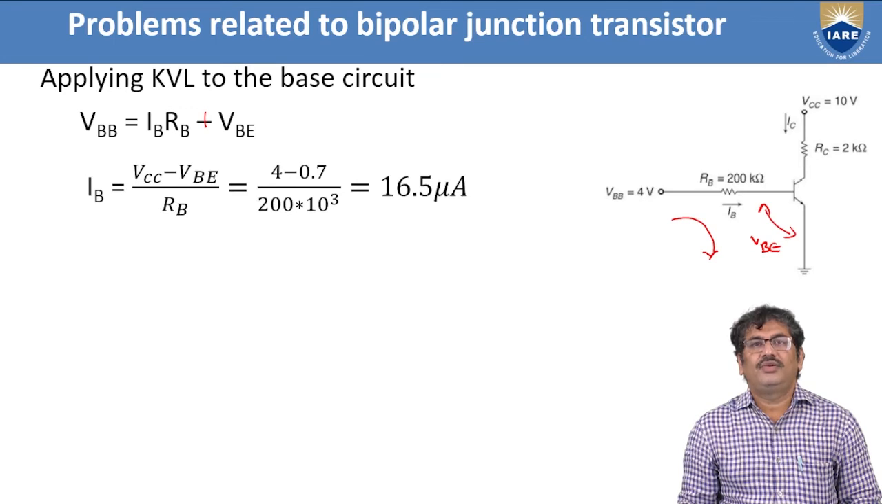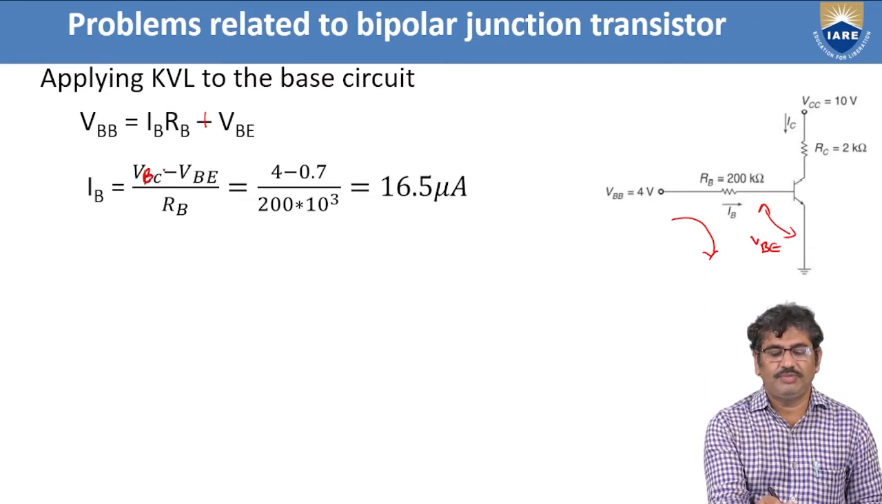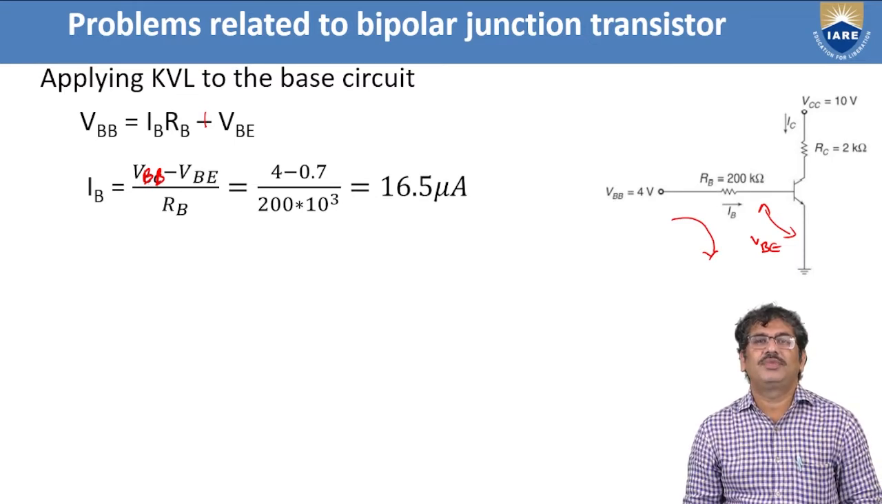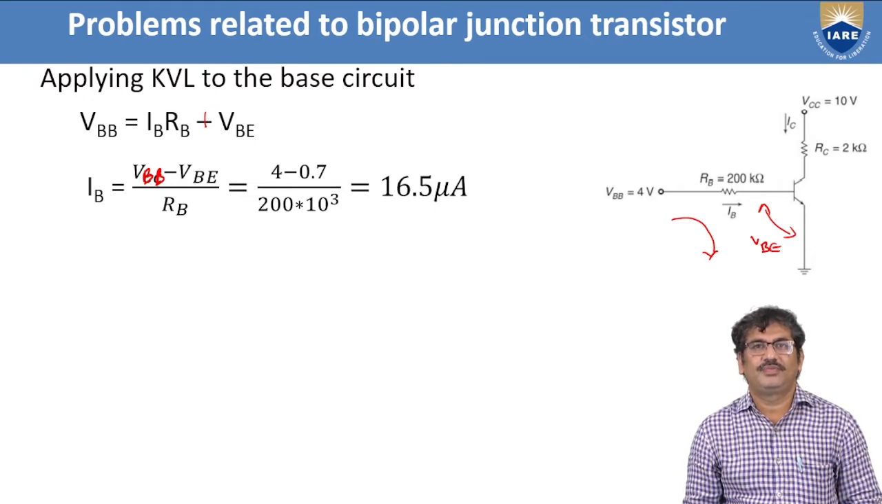From that, we can find out the base current IB as VCC minus VBE divided by RB. This is not VCC, VBB. The IB is given as VBB minus VBE divided by RB. VBB is 4 volts, VBE is 0.7 volts, RB is 200 kilo ohms, that is 200 into 10 power 3. By evaluating this, we will get the base current as 16.5 microamperes.